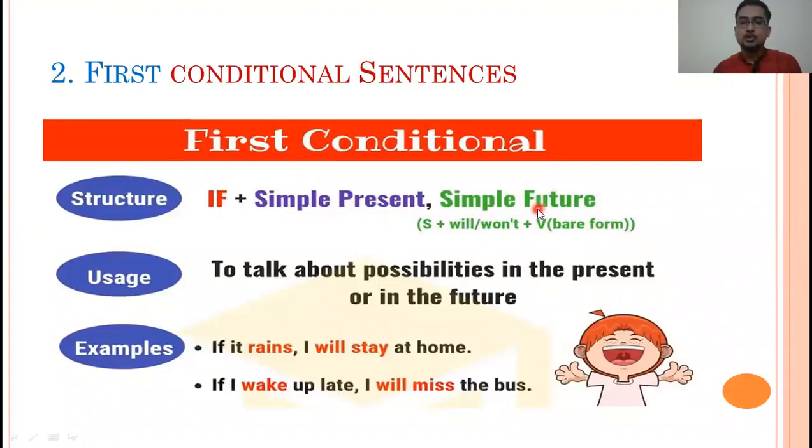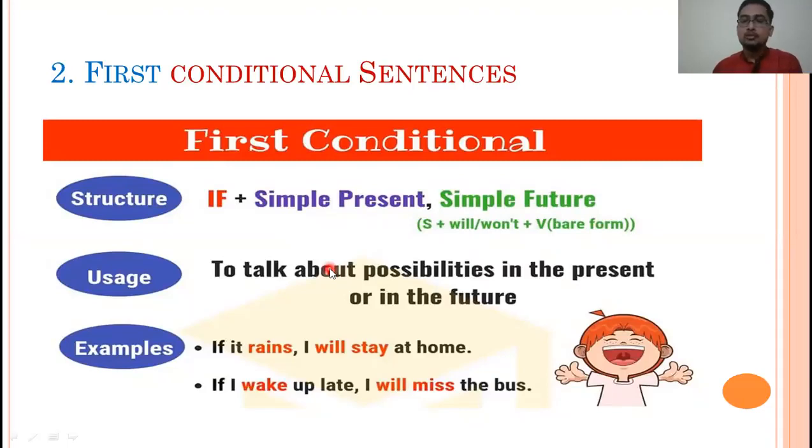আমরা দেখি যে জিরো কন্ডিশনালে দুদিকেই প্রেজেন্ট সিম্পল ছিল, মানে প্রেজেন্ট ইনডিফিনিট টেন্স ছিল, কিন্তু এখানে ইফ ক্লজটা হবে প্রেজেন্ট সিম্পল বা প্রেজেন্ট ইনডিফিনিট টেন্সের, সেকেন্ড পার্টে উইল হ্যাভ ফিউচার ইনডিফিনিট অর ফিউচার সিম্পল টেন্স। So where is first conditional used? First conditional is used to talk about possibilities in the present or in the future.